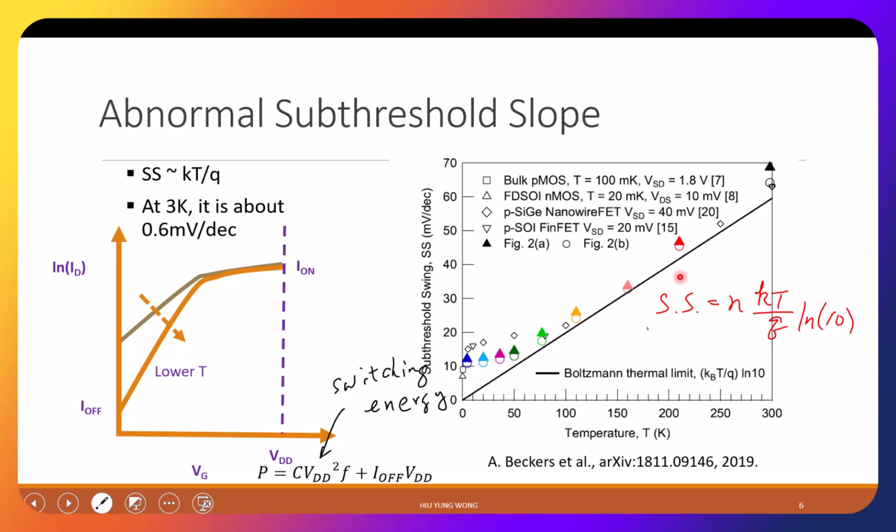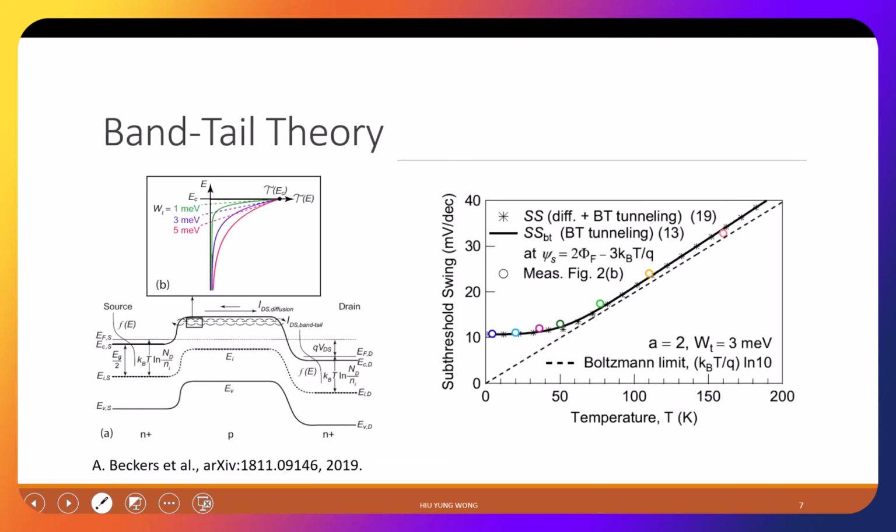But anyway, this is very universal. I also did the experiment in my lab. We see the same thing. So very universal. So why is that? There are a few theories. Here I just want you to know about this. You might not deal with that in the future, but if you need to, then you know where to look. One is the so-called band tail theory.